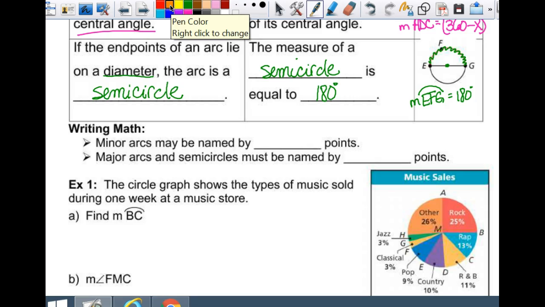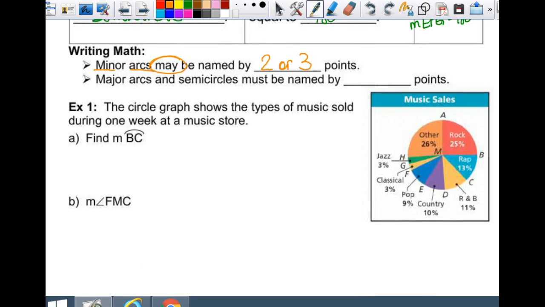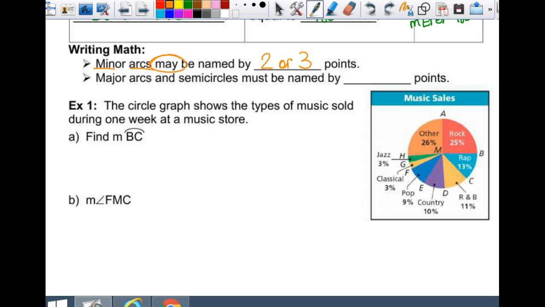Then a little bit about notation here. Minor arcs may, which means you have options, may be named by 2 or 3 points. Most of the time, minor arcs are named by 2, but you can name a minor arc with 3 points if you so desire. Not really necessary, but you can do it. Then major arcs and semicircles must, which means you don't have an option, must be named by 3 points.